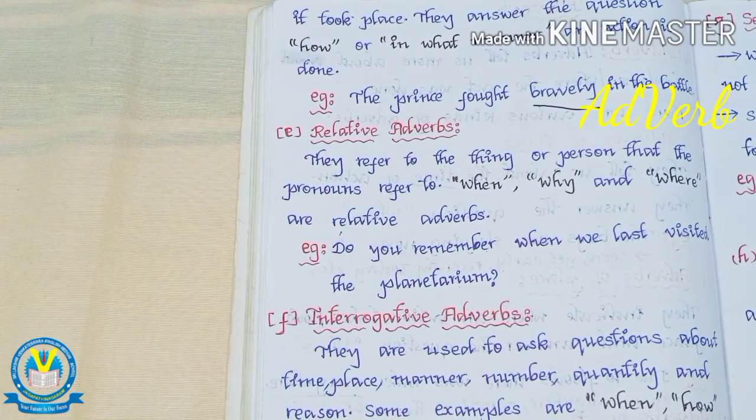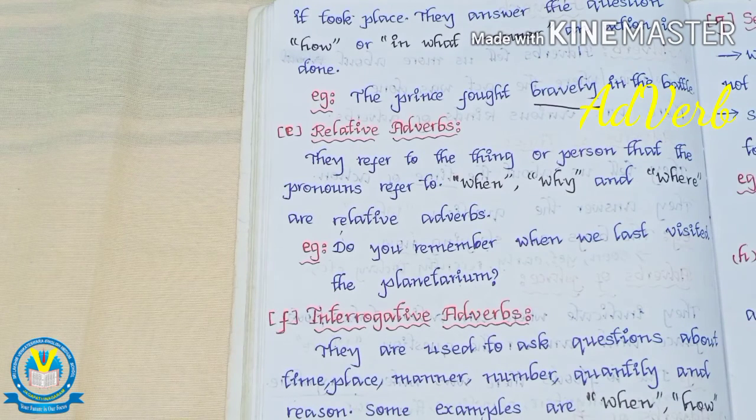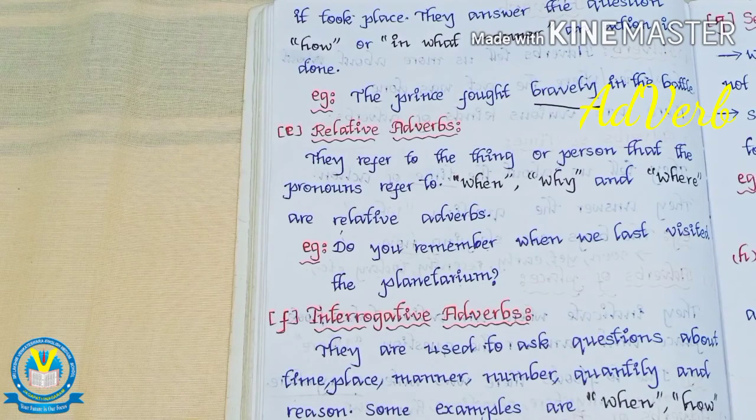They refer to the thing or person that the pronouns refer to. When, why and where are relative adverbs. They refer to a thing or a person that the pronouns refer to. For example, do you remember when we last visited the planetarium? Here we have an example of relative adverbs.